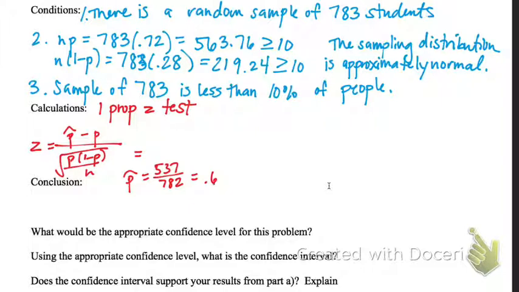0.687, or 0.69 if you want to do it that way. So then I'm going to change it to 0.69. And I'm going to plug in 0.69 minus 0.72 over the square root of 0.72 times 0.28 over 782.